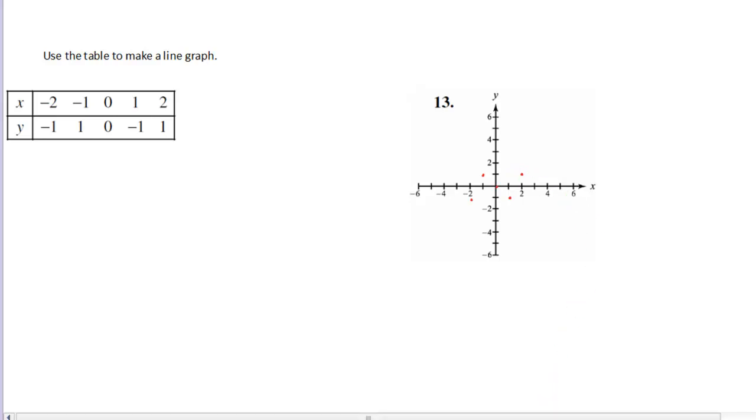Now to make the line graph, we're just going to basically connect the dots. So draw a line from this point to that, and there, and finally here. These should be straight lines, but you know, I'm drawing with the pen. So good work. Let's go on to the next section.